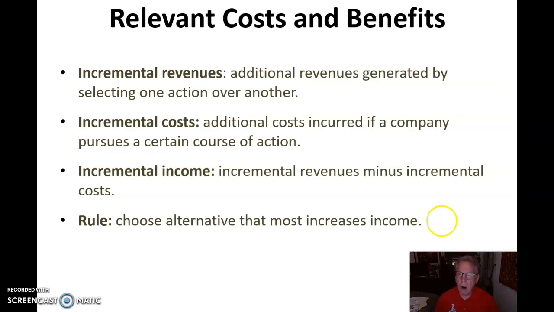So we are introducing some new terminology here. Incremental revenues. Those are those additional revenues generated by selecting one action over another. Incremental costs, same kind of thing. Additional costs incurred if the company pursues a certain course of action. And then incremental income, incremental revenues minus incremental costs. And so our rule then is to choose the alternative, naturally, that most increases income.